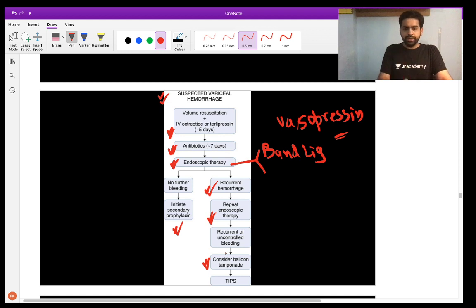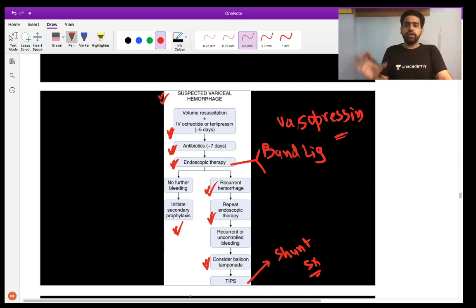That is fine. If balloon tamponade is able to control the bleed, good enough. If it is not able to control the bleed, then you go for a transjugular intrahepatic portosystemic shunt. And if TIPS also fails, then you can go for a shunt surgery. Now, the discussion about all these things is beyond the scope of this video, but yes, this is how the management protocol of variceal hemorrhage goes.